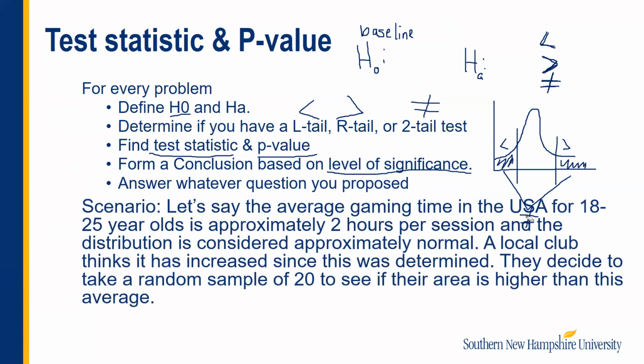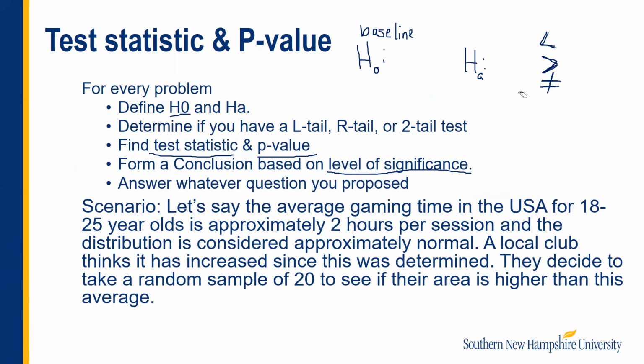So we have a scenario here. So let's try this out. We get to do this process. All right, so we're going to start with defining our null and alternate. And this is a time I'm going to say pause for a moment. Go back for a second if you need to, and try to create the null and alternate for this particular scenario. Let's say the average gaming time in the USA for 18 to 25-year-olds is approximately 2 hours per session.